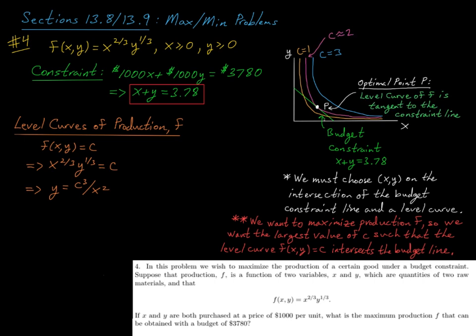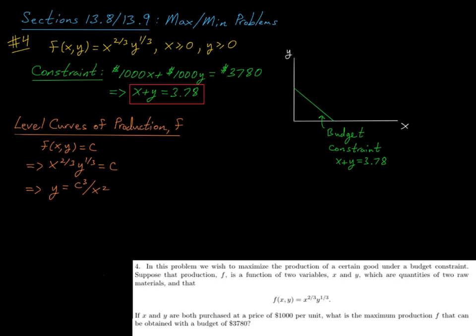So c, which looks to be about 2 from Desmos, is going to correspond to our optimal point here. So whatever the coordinates of this point P are, they're going to give rise to the largest production level, which appears to be about 2. And we note here that the level curve of F is tangent to our constraint line. Okay, cool. So now, I gotta leave a little space here.